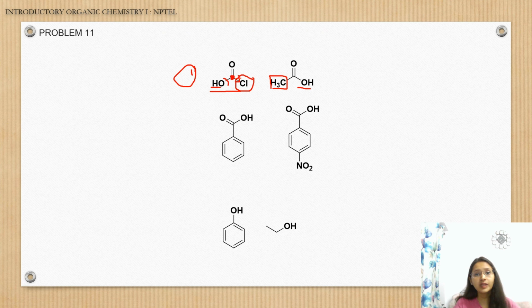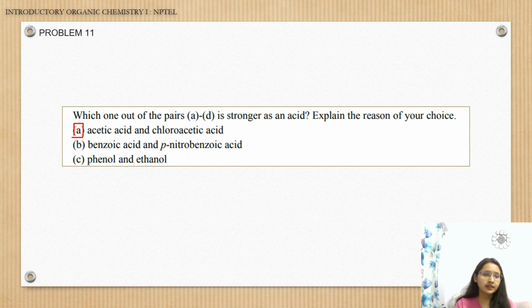But in acetic acid, this methyl group is electron releasing. It gives electrons towards this carbon, so it makes this carbon less electropositive than in chloroacetic acid. So here the correct option will be chloroacetic acid. It is more acidic than acetic acid because of the electronegative nature of Cl. Okay, is it understood? If it is understood, then we go to part B of question number 11.